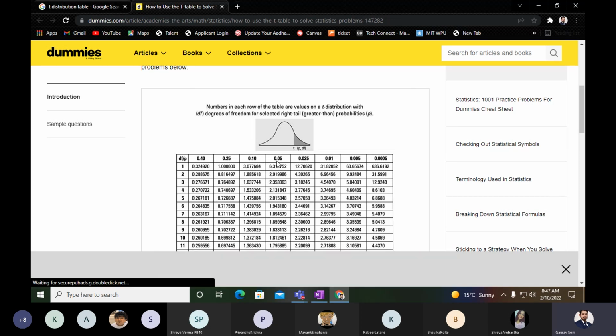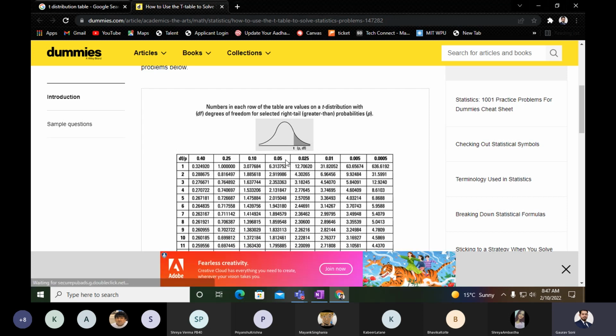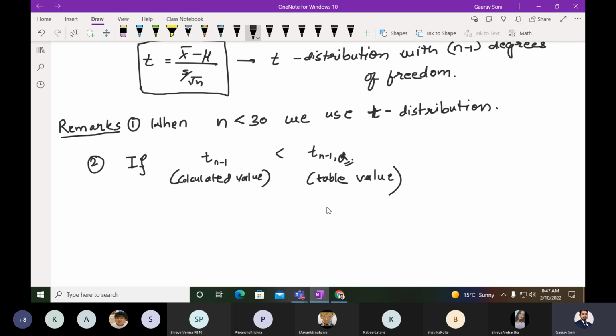So if I say 5%, then it is 0.05. If I want this t distribution with degrees of freedom 6 and level of significance 0.05, so 6 and 0.05, this is 1.943180.